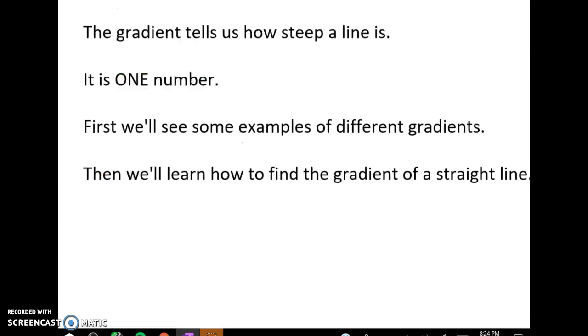Well, the gradient tells us how steep a line is. The gradient is one number. We're going to see some different gradients in the next slide, and then we're going to figure out how to find one when we're given a line. So just some examples of gradients. We might have a gradient of 2, or a gradient of negative 1/2, or a gradient of 0. We're going to get to that in a later video. But the gradient is one number.